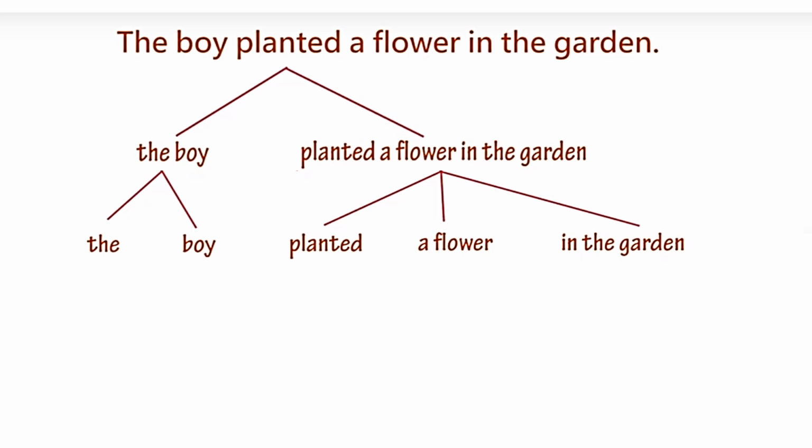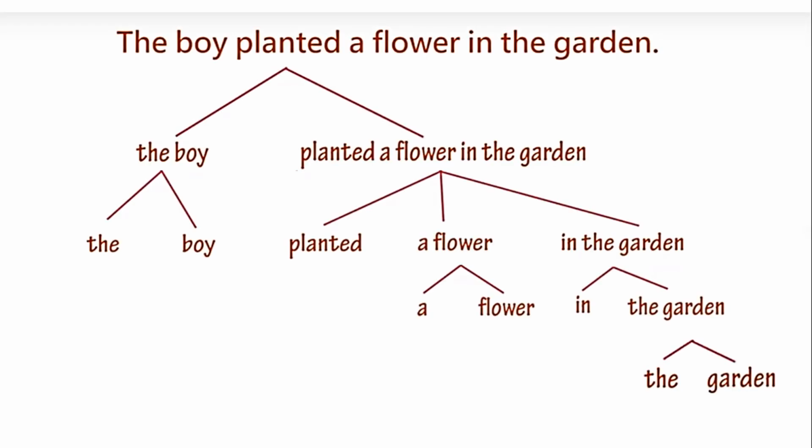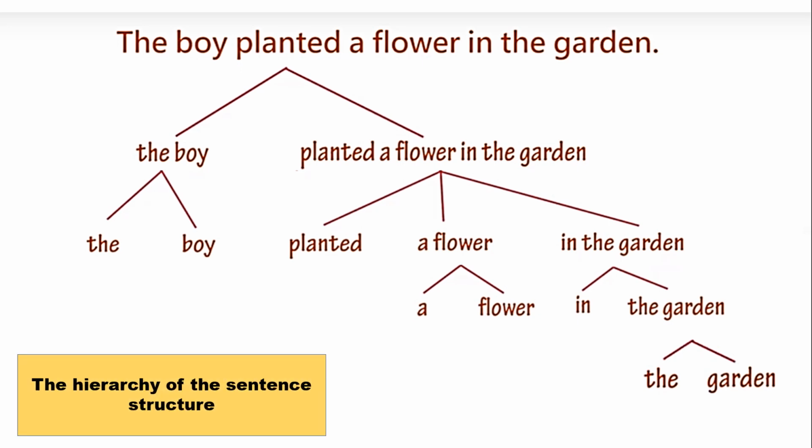There is a way in which you can put words together first before you put them in a sentence. And then a flower, in the garden, in the garden. Okay, so this is not only about constituency, this is about the hierarchical structure of the sentence. As we defined sentence a while ago, a sentence has a structure and a hierarchy.